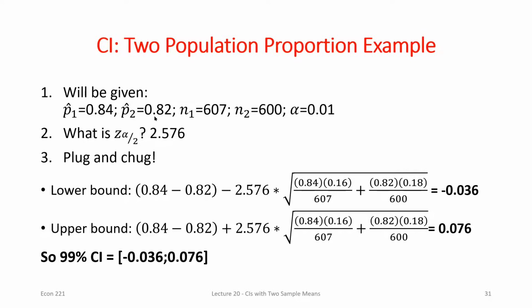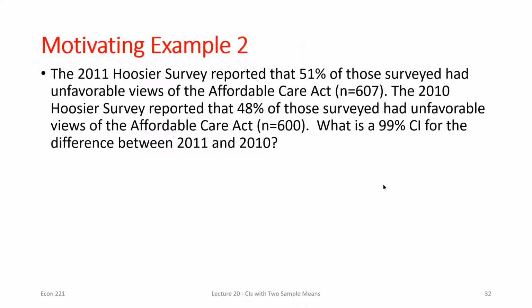So going from this example, let's say we have the same survey, so same sample sizes, same years, but now I ask people, are you in favor of the Affordable Health Care Act? Right? So in 2011, 51% of people were, in 2010, 48% of people were. And I still want to build a 99% confidence interval for the difference in the proportion across these two time periods of people who are in favor of the Affordable Health Care Act.